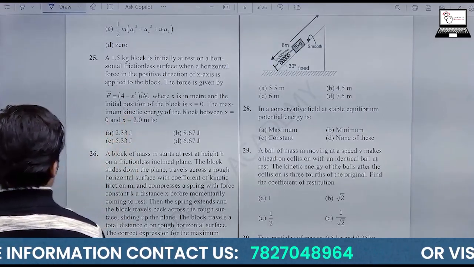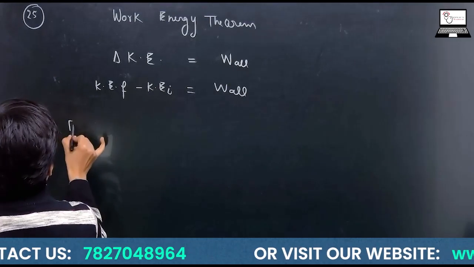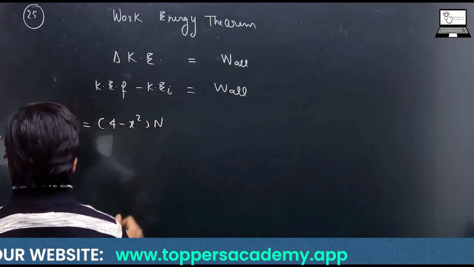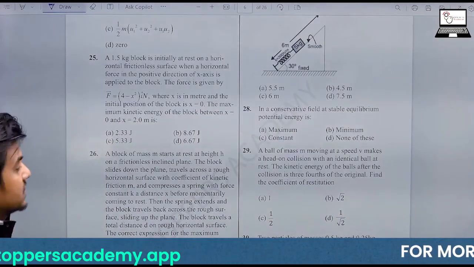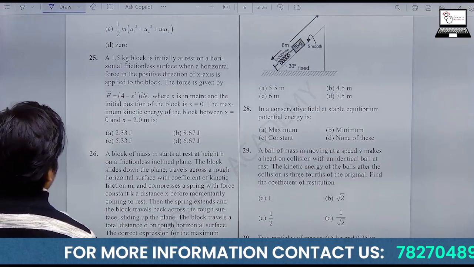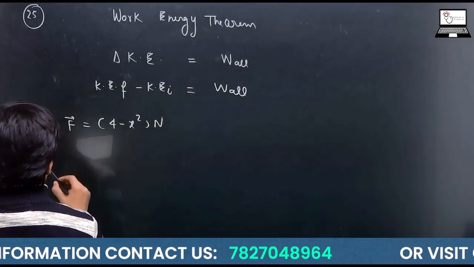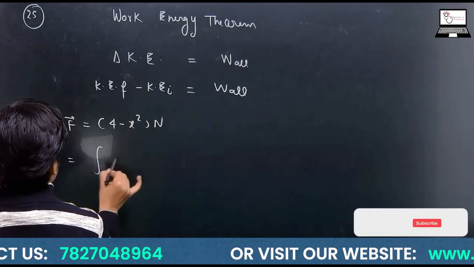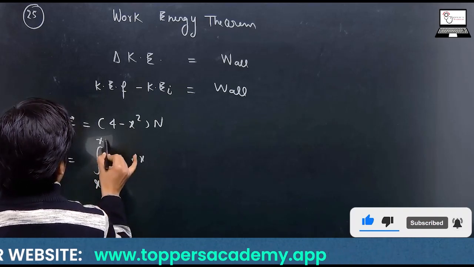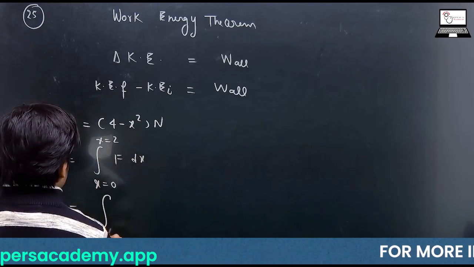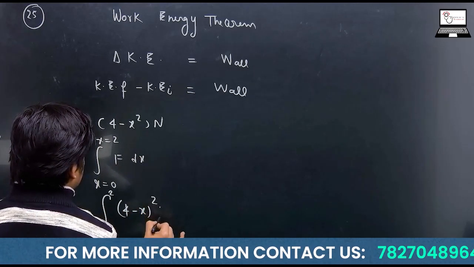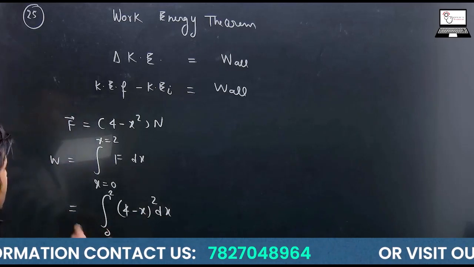Now what are the forces? F vector is equal to 4 minus x square Newton. Now I want to find out the work done by this force in moving from x equal to 0 to x equal to 2. So work done is integral of F dx, from 0 to 2, integrate 4 minus x square dx. You will find the work done.